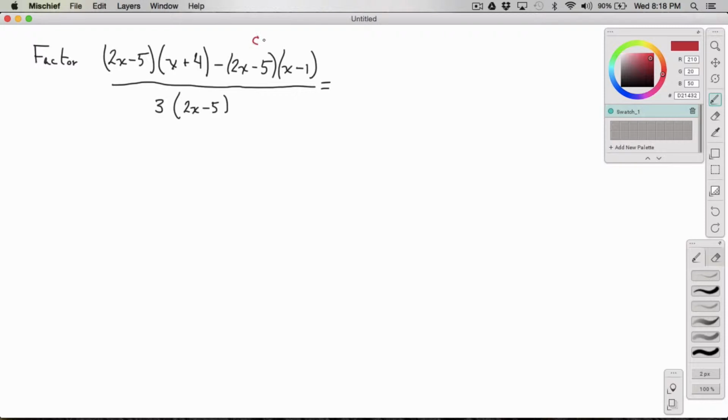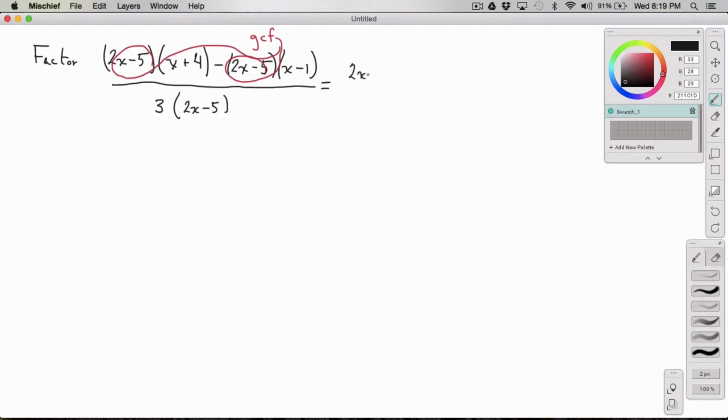I'm sorry, I misspoke, we have a greatest common factor, GCF. In this case, it's right here. It's the 2x minus 5, and it's over here as another 2x minus 5. So what we can do is factor out the 2x minus 5.